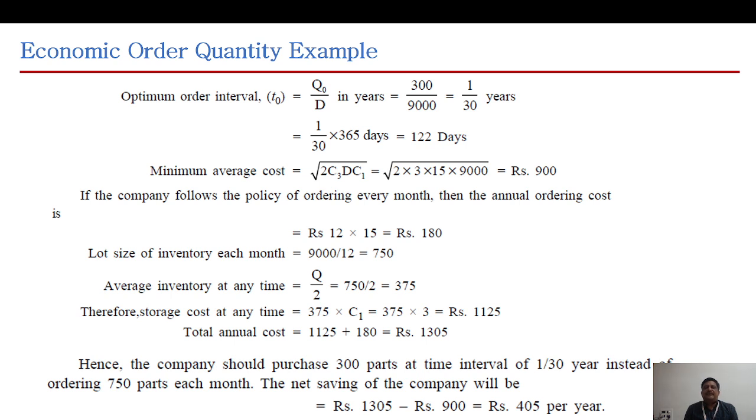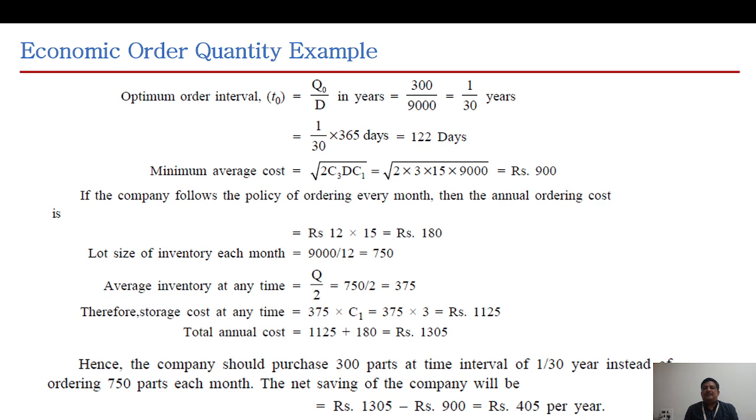For the minimum average cost we have a formula like this. The minimum average cost is equal to the square root of 2 into C3 into D into C1. Here C3 is the cost per order, D is the total quantity, and C1 is the inventory carrying cost. So 2 into 15 into 9,000 into 3, and overall this result is a minimum average cost of 900.